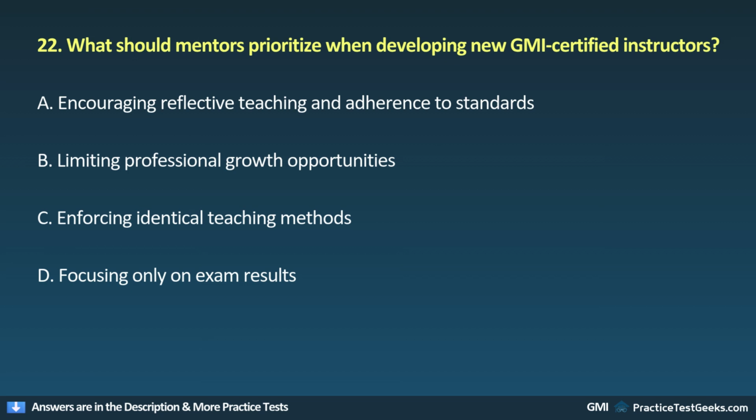22. What should mentors prioritize when developing new GMI certified instructors? A, encouraging reflective teaching and adherence to standards. B, limiting professional growth opportunities. C, enforcing identical teaching methods. D, focusing only on exam results.